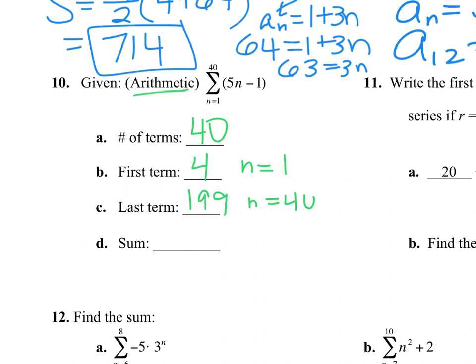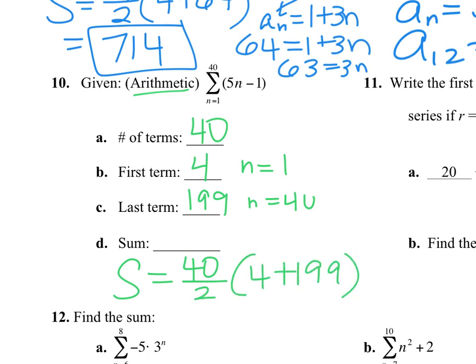Now do not write all 40 numbers. Do not add up all 40 numbers. Use the sum formula. You have all the things you need. The sum formula is the number of terms over 2 times the first term plus the last term. 40 over 2 times 4 plus 199. It's kind of nice. I like this problem because it walks you through it. It makes you find these things first, and then you have all your information. You just plug it into the formula.